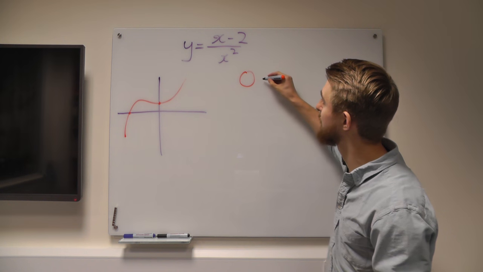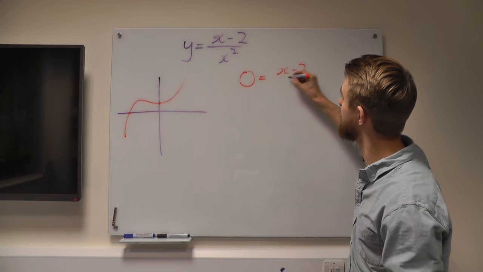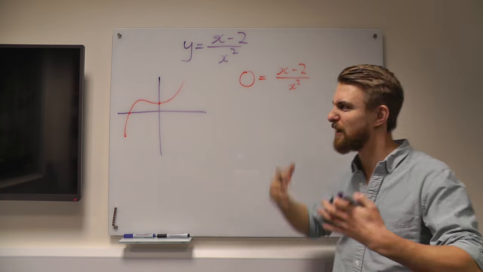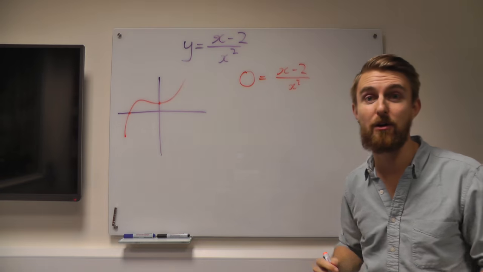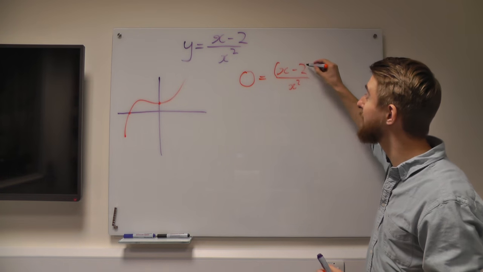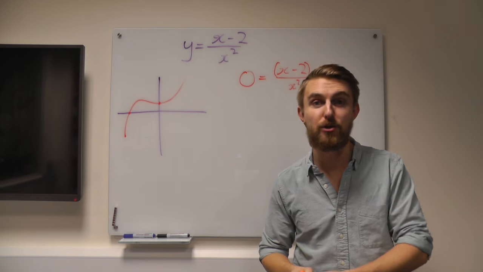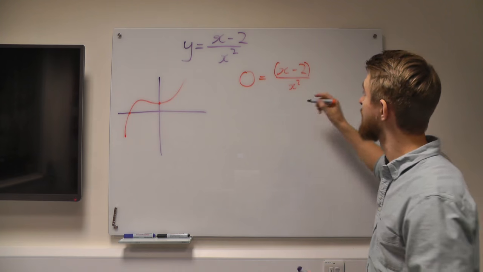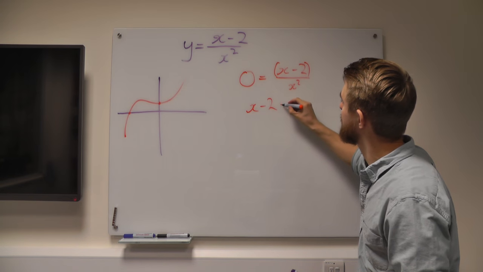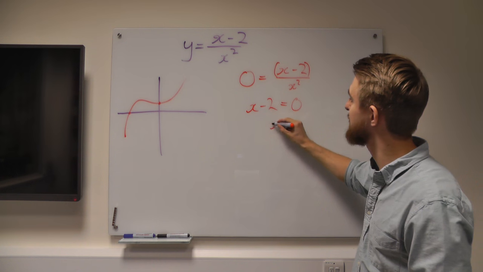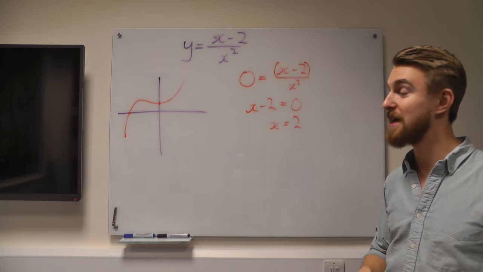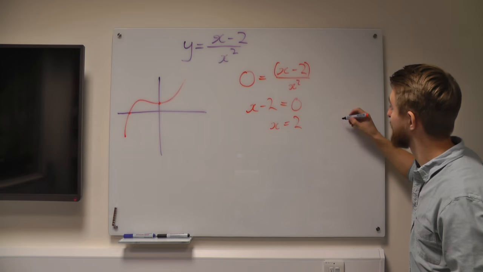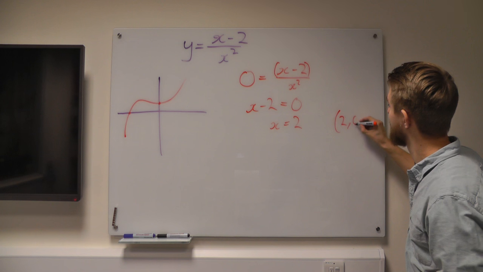So here we go. 0 equals (x minus 2) divided by x squared. Because our function is in a nice fraction form, we can straight away look at it and say, all we need to know is when our top line, our numerator, is 0. Because as long as this is 0, the fraction will still be 0. So we can just say x minus 2 equals 0. Solve that easily, x equals 2, which gives us the coordinate for our x-axis intercept. So we now know that we've got an intercept at the point (2, 0).